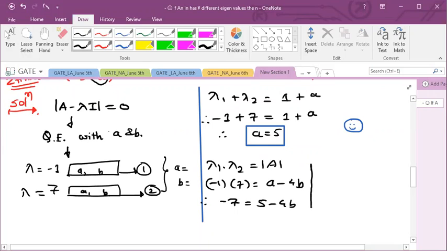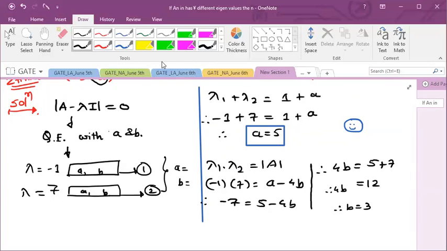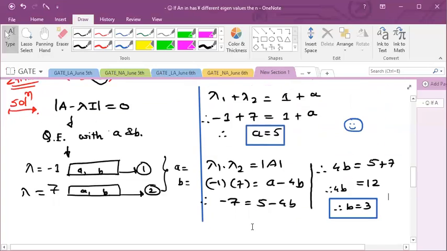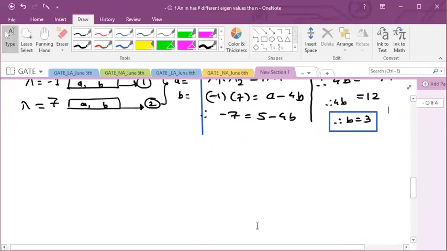So therefore 4b will be equal to 5 plus 7. 7 plus 5 is 12. So if 4b is 12, b is equal to 3. Isn't it? Please give me some response. It is an easy method, isn't it? Okay. So this is how we can find it directly. So this is the use of properties. Okay. So let us see the next question.